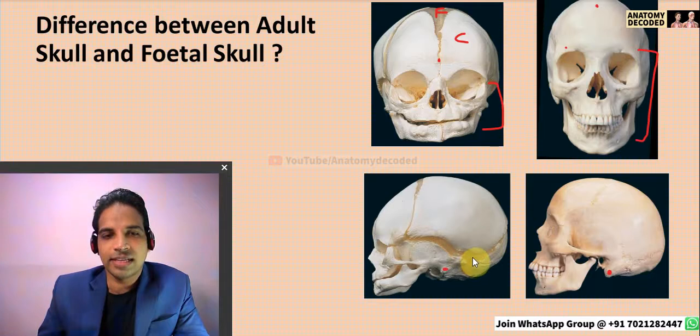And fontanelles, if we see, there are 6 fontanelles. One is the anterior fontanelle, one is the posterior fontanelle, then anterolateral, posterolateral on each side. So all these fontanelles will be fused in an adult skull.